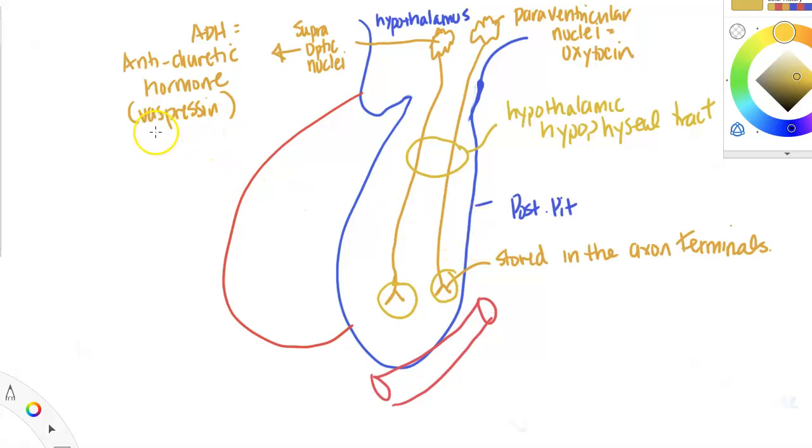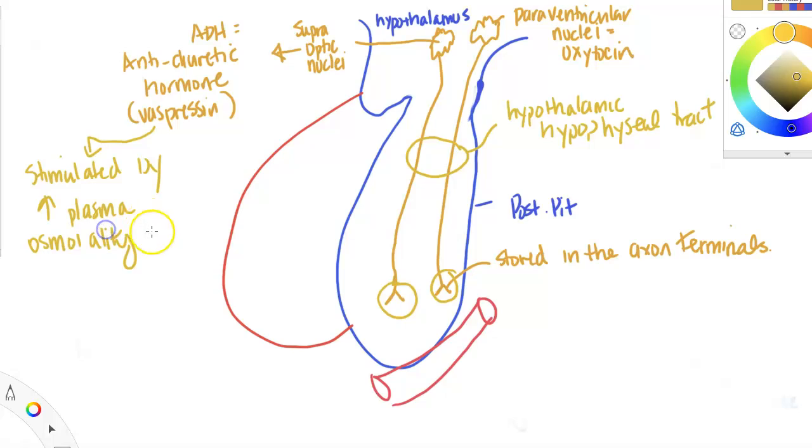So ADH is a hormone that is stimulated to be secreted by an increase in plasma osmolality. It is also stimulated to be secreted when blood pressure is down and when blood volume is down.